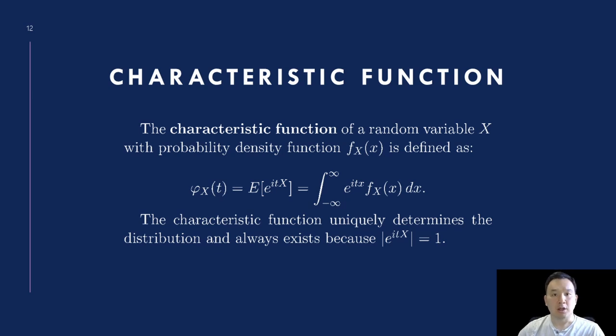It encodes all information about x's distribution, meaning we can recover the PDF from its characteristic function using the inverse Fourier transform. This also provides a unique one-to-one mapping between the two forms, which explains the naming of this function as characteristic.